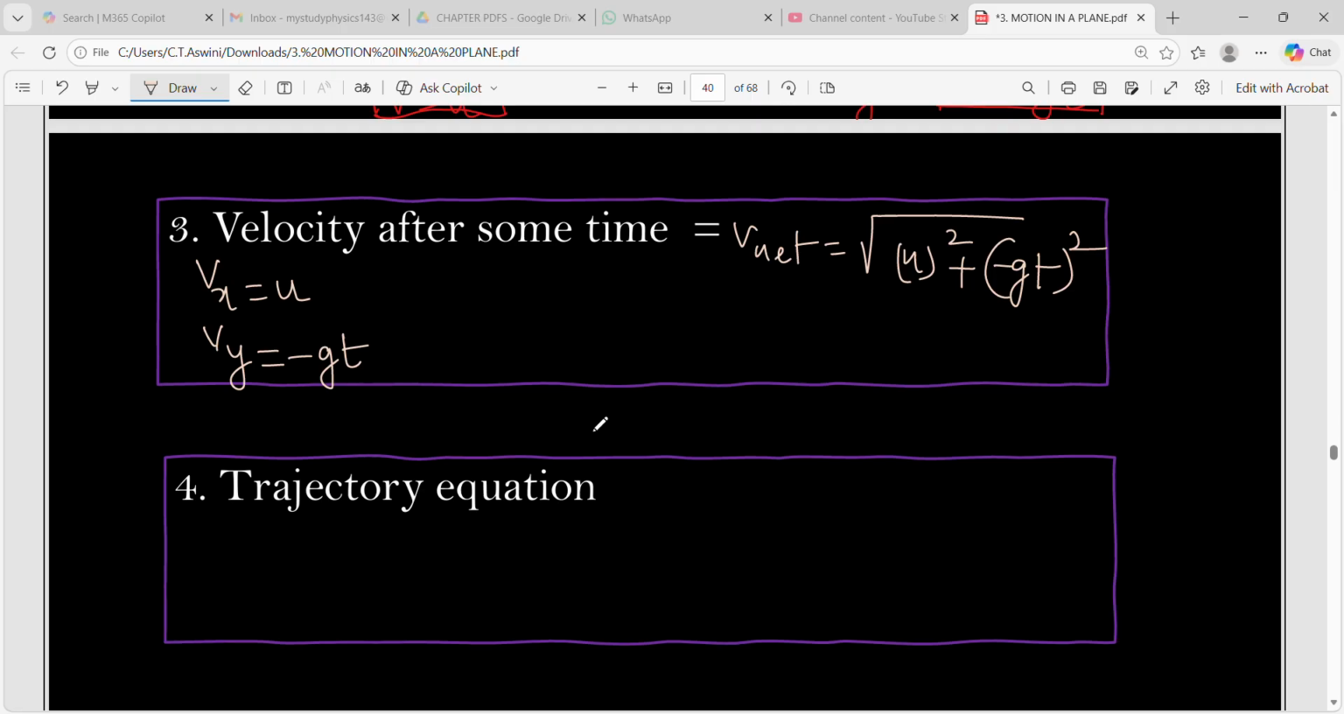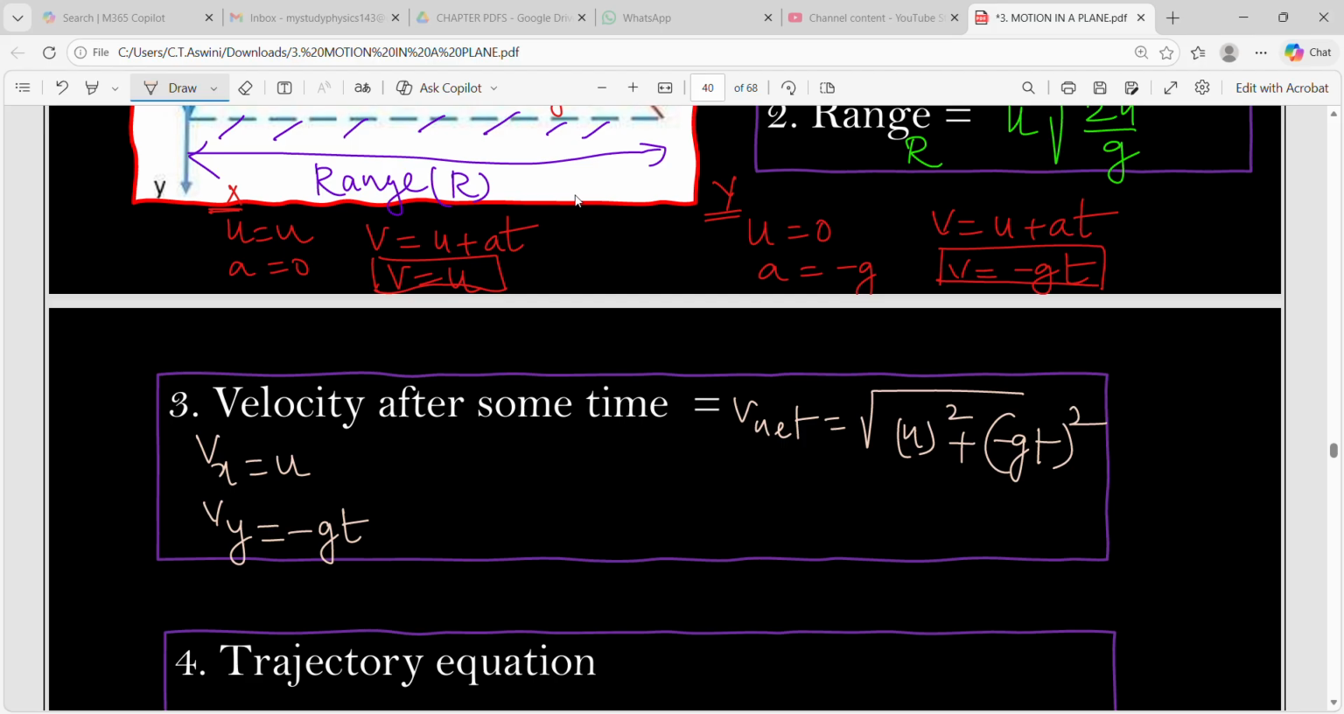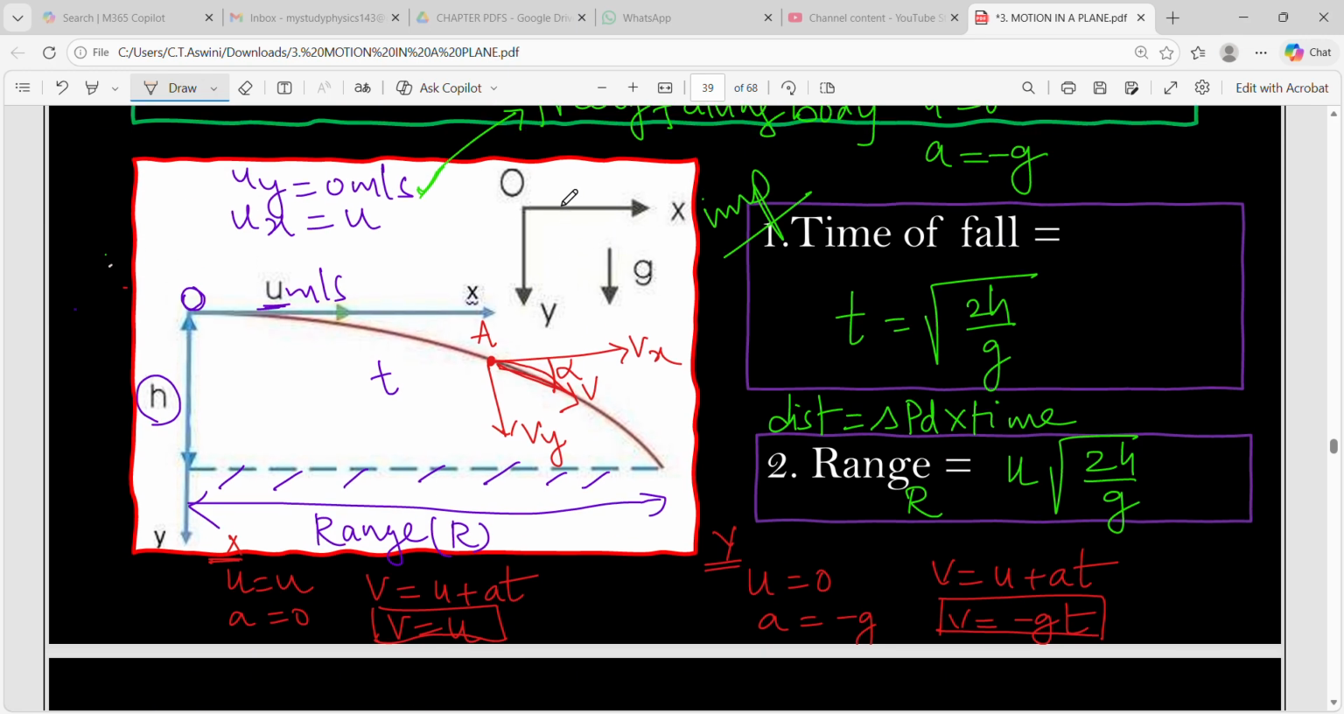Okay. Now, how do you find this angle alpha? Tan alpha. How will you find it? Opposite side by adjacent side. What is the opposite side here?